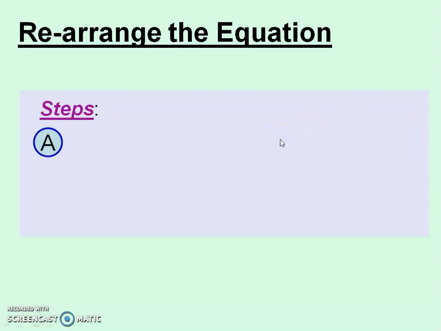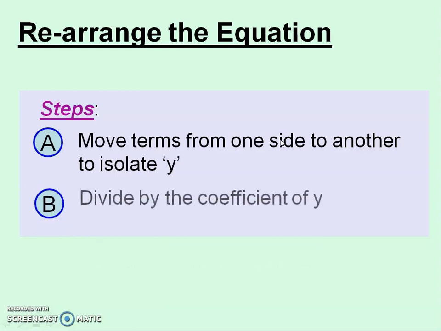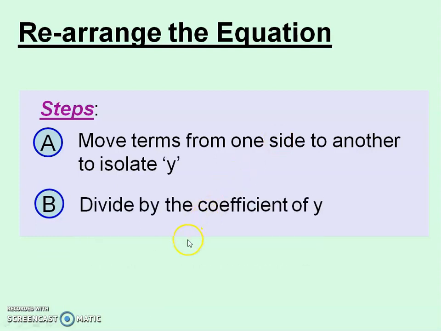So how do you do that? Well, step one, you'll move terms from one side to another to isolate y. And then step two, divide by the coefficient of y. Here's an example.